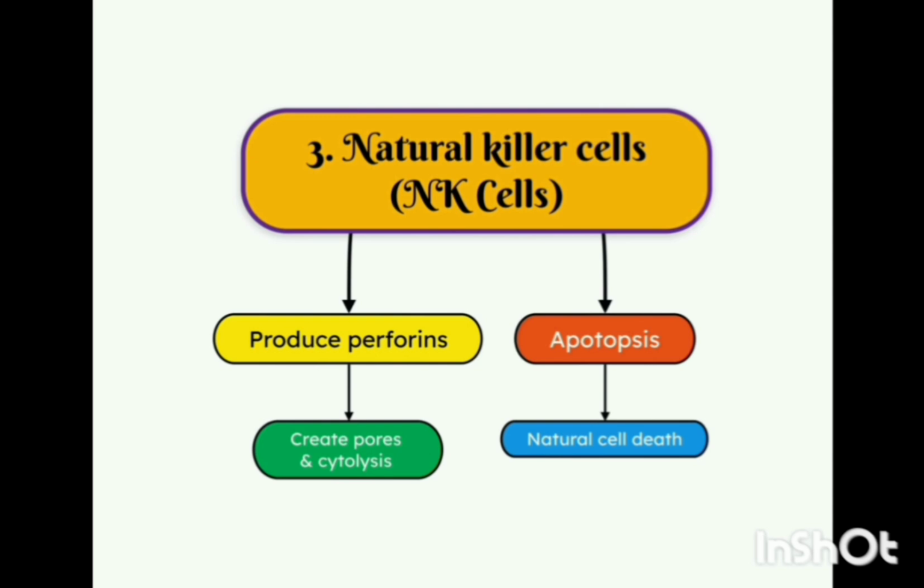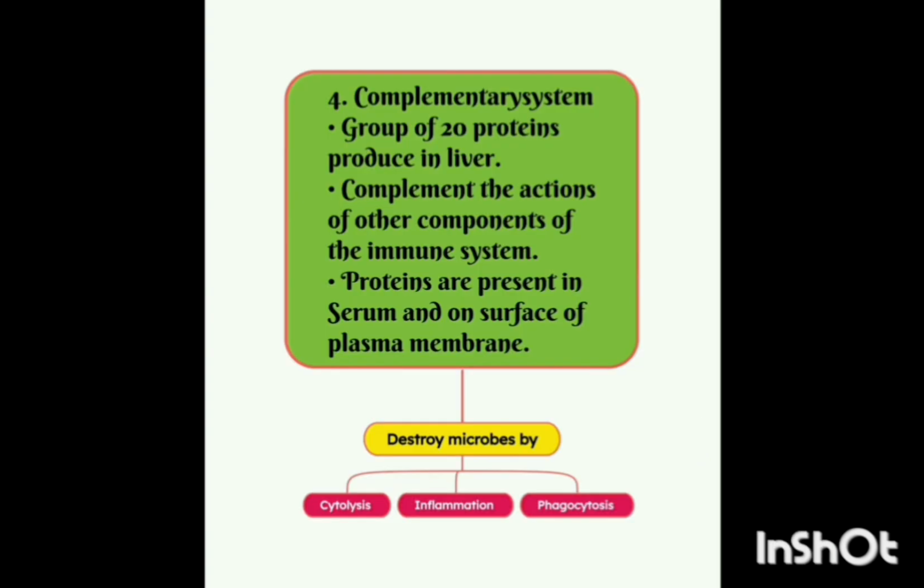They produce perforins. Perforins create pores in the plasma membrane and bursting of cells, that is cytolysis, results. These pores allow entry of water into the target cells, which then swell and burst. Another function of NK cells is apoptosis. Apoptosis is natural cell death.